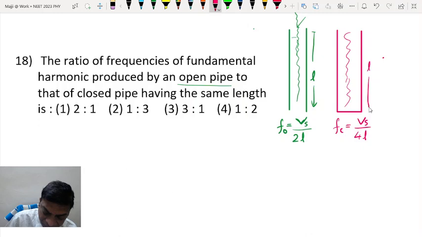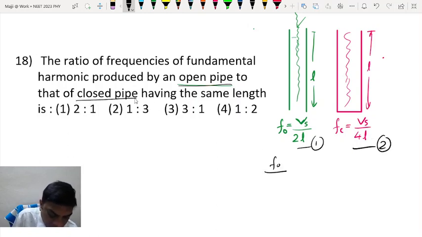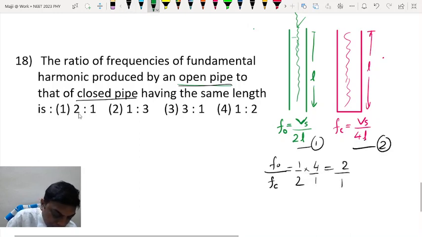They have given that the length is the same. So now check the order in which you have to find. Open organ pipe should be in the numerator, and closed organ pipe should be in the denominator. So when you divide this, half will stay here and 4 by 1 will go here. So 2:1 is the correct answer, because Vs by L will get cancelled here.